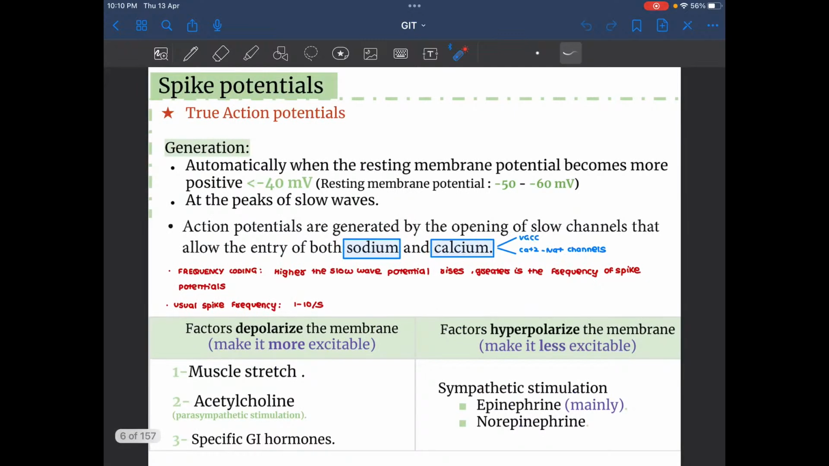Okay. So what are the things that can depolarize the membrane? Muscle stretch, a very important thing. We know that our enteric nervous system is a little brain of its own. It can function independently. So whenever muscle stretch comes, that's going to depolarize the membrane. What about acetylcholine? Acetylcholine is obviously parasympathetic nervous stimulation, and we know parasympathetic means rest and digest. So that's going to stimulate muscle contractions and depolarize the membrane, make it more positive. And obviously, we have some specific GI hormones which we're going to talk about.